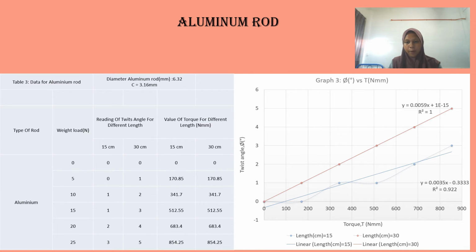For the length 30 centimeter, we get the slope value 0.0059, and for 50 centimeter we get a slope value of 0.0035.